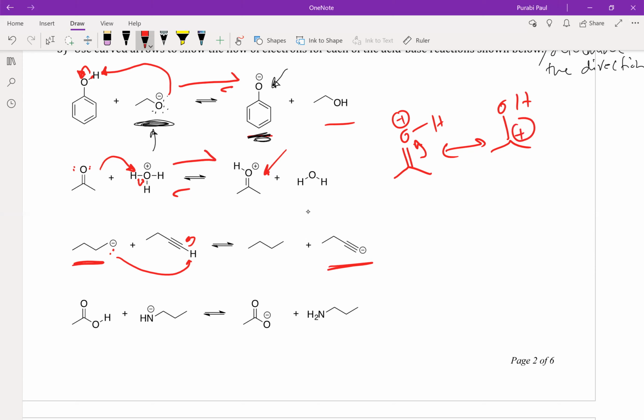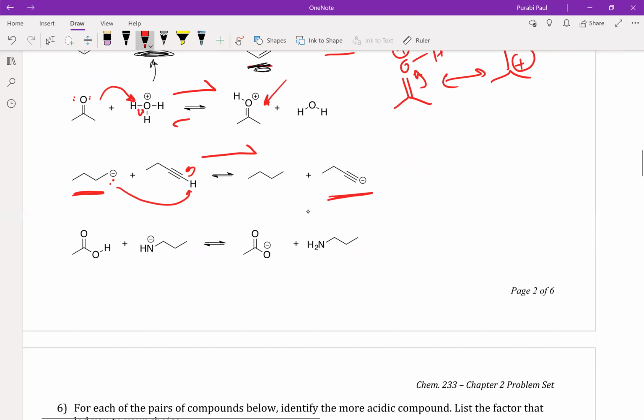So anytime a negative charge is in the proximity of an electron withdrawing group or positive things, it stabilizes, because remember, opposite charges attract, and like charges repel. Okay, so this side is more stable. All right.